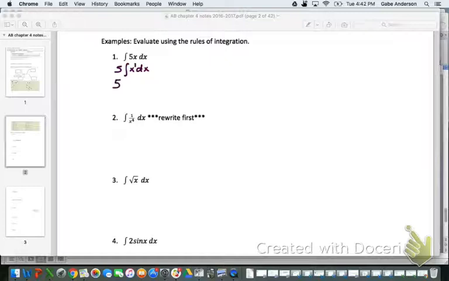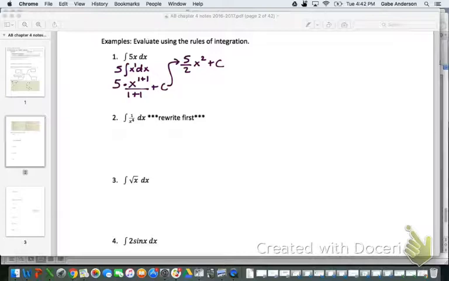So the way that works is this: 5 times x to the 1 plus 1 over 1 plus 1. I'm just using that old power rule. And then plus c. So my final answer might look something like this: 5 over 2, 5 halves, x squared plus c. If you have any doubts about these, you certainly could just do the derivative of your answer, and it should match the original integrand.